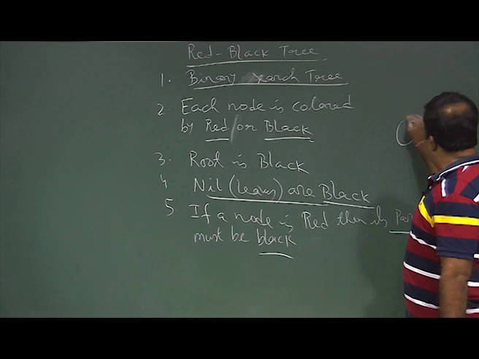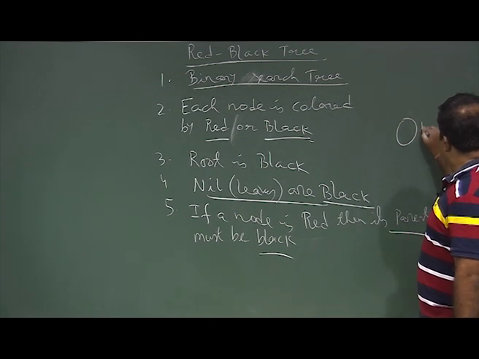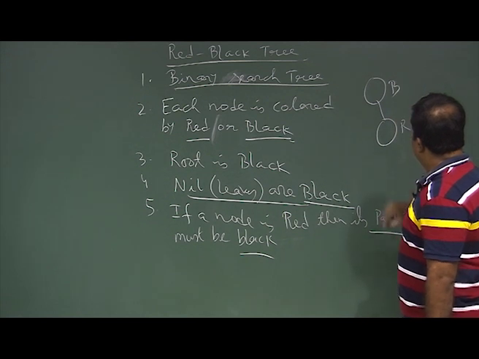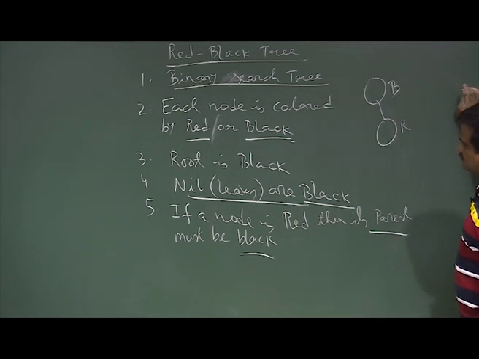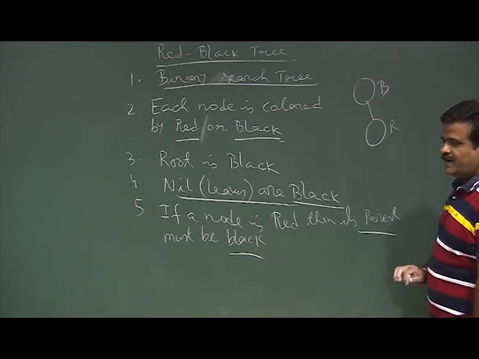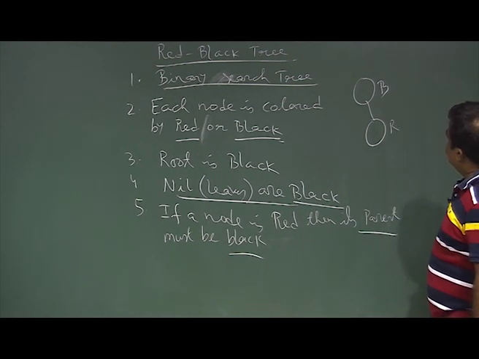So, if a node is red, if this is a red node, then the parent has to be black. The parent cannot be red. So, this is one property. If a node is red, then the parent has to be black. Okay.